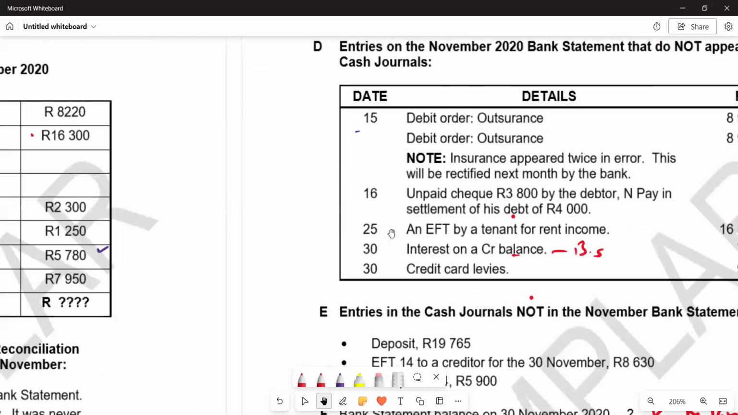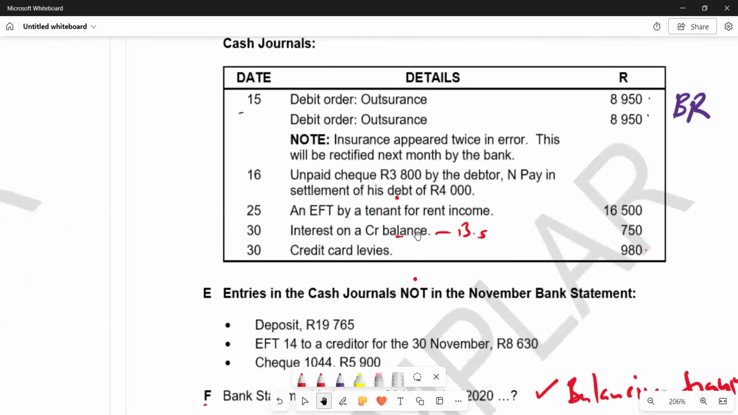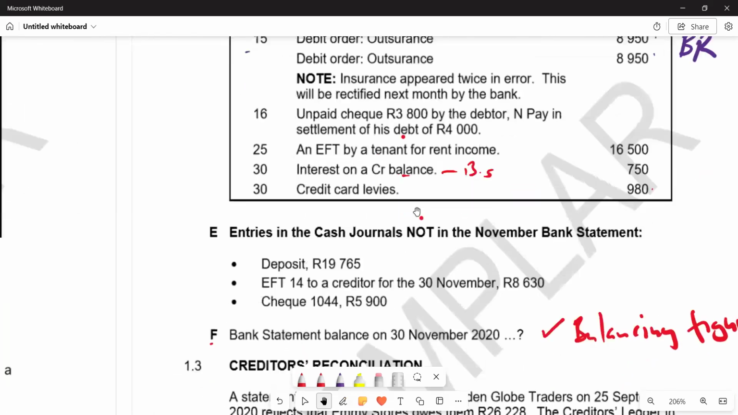So here, on the last part, we are being told about entries in the cash journals not in the November bank statement. You see, they are not in the bank statement, but they are in the journals. We've got a deposit of 19,765, which is supposed to be done. Obviously, the assumption is that this deposit is going to reach the bank and be processed. So we need to put it in the bank reconciliation statement as an outstanding deposit of 19,765.